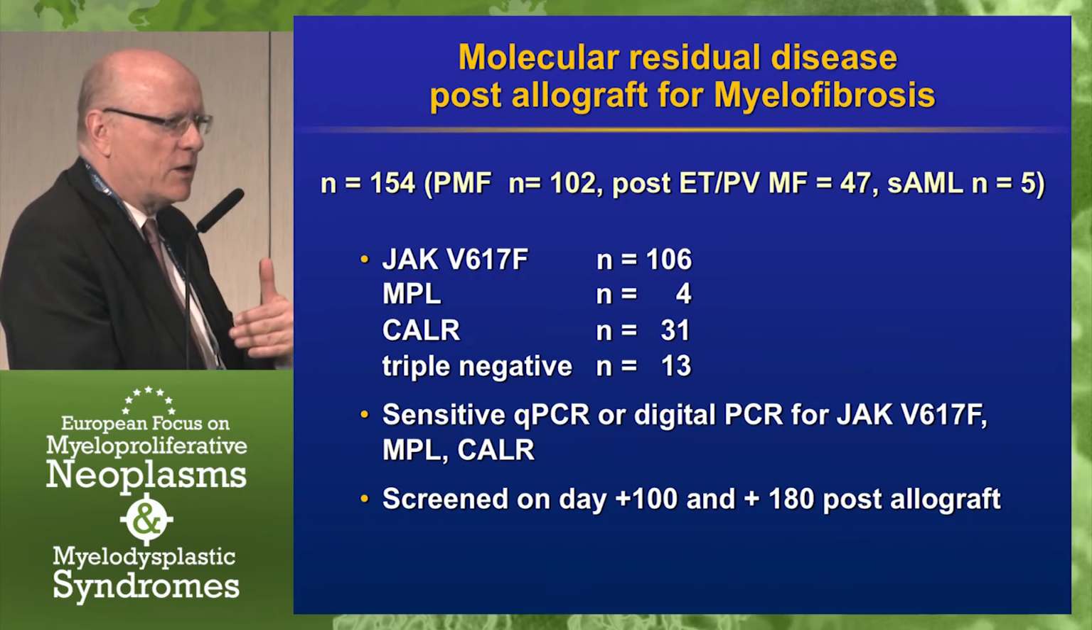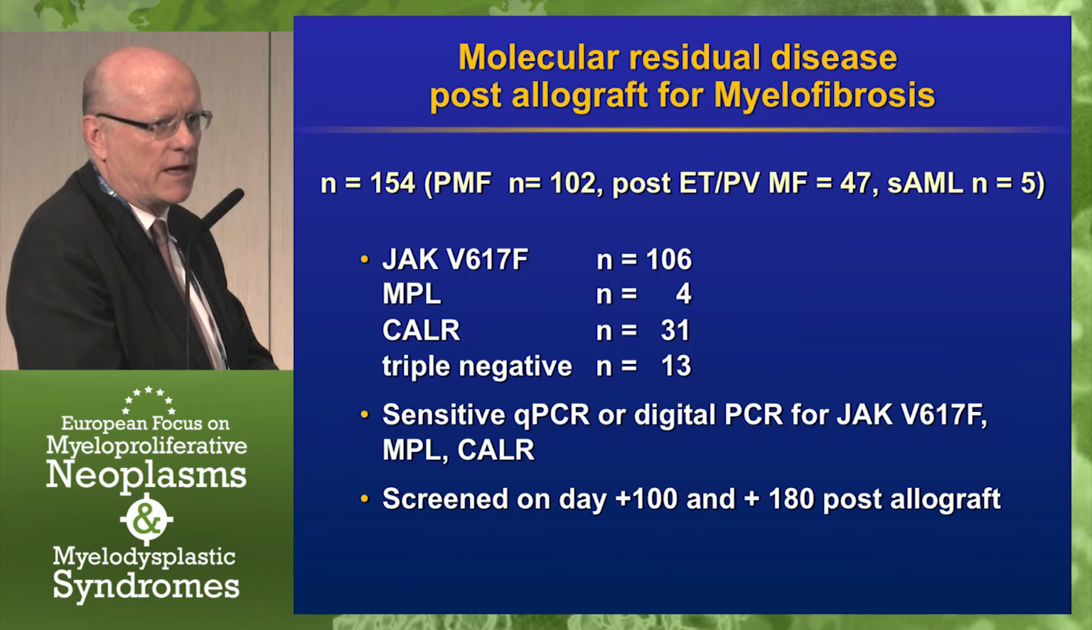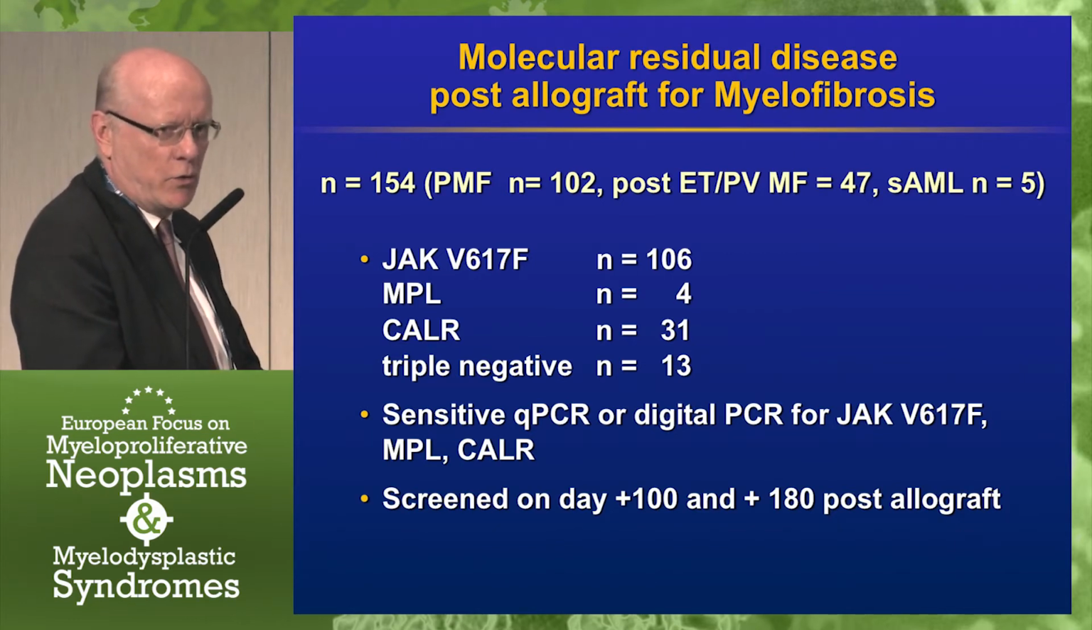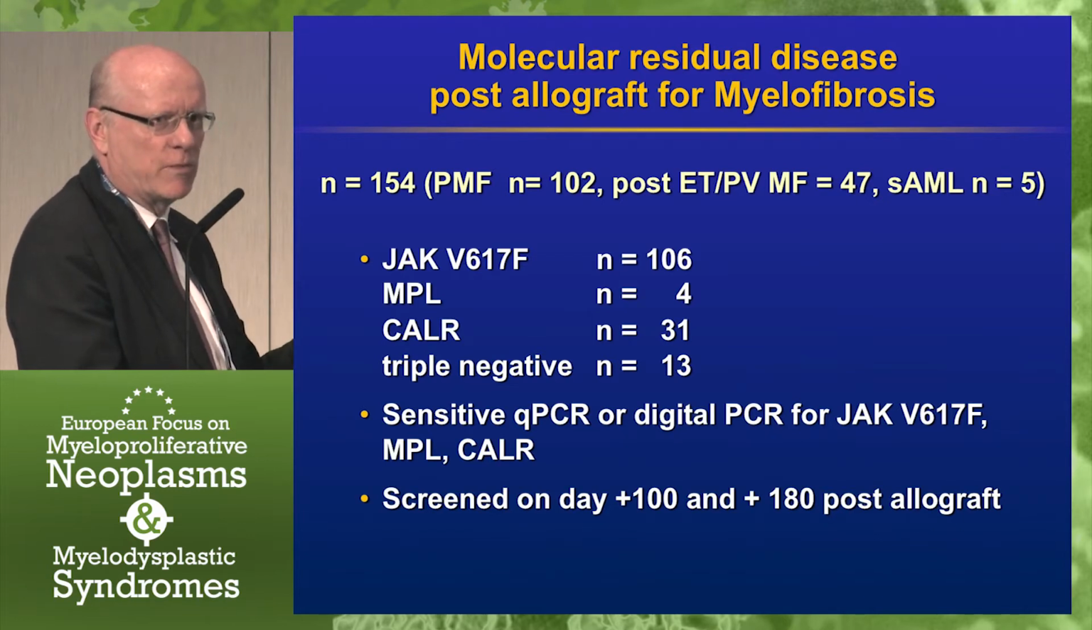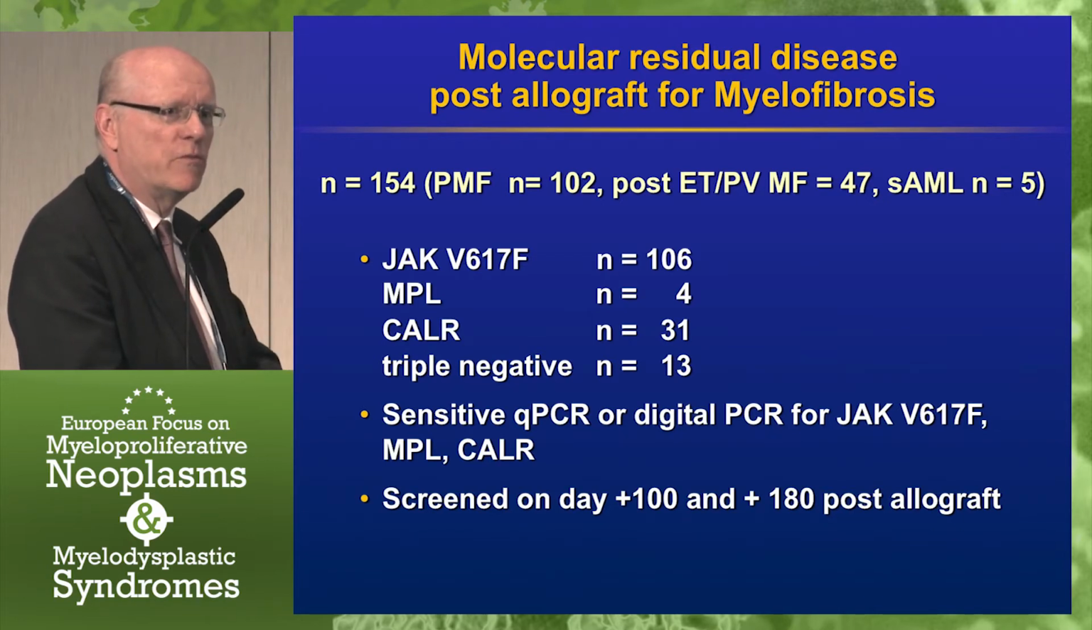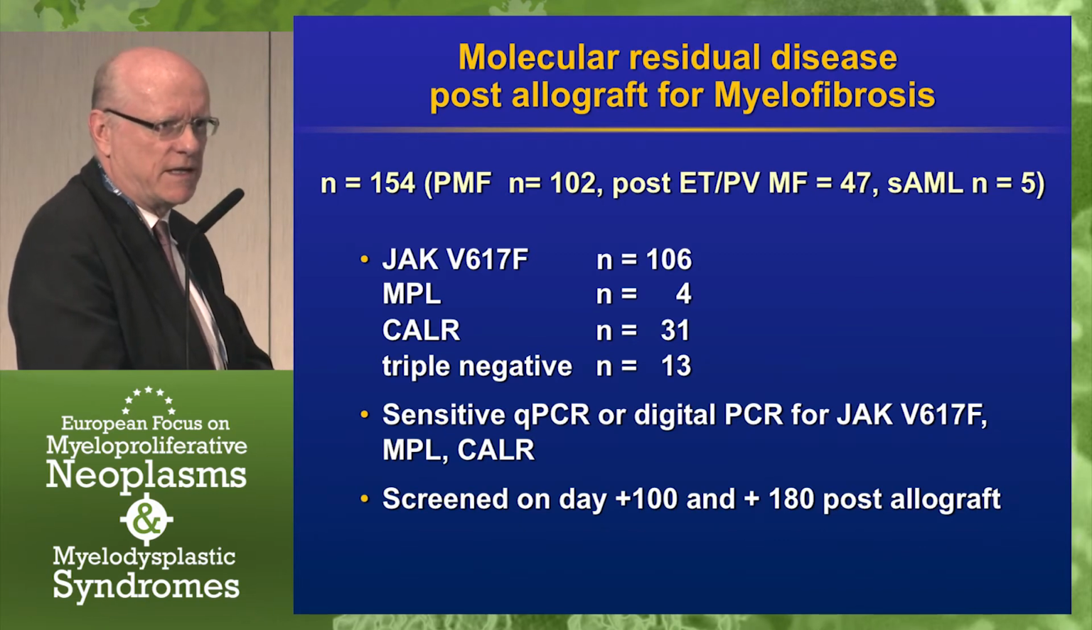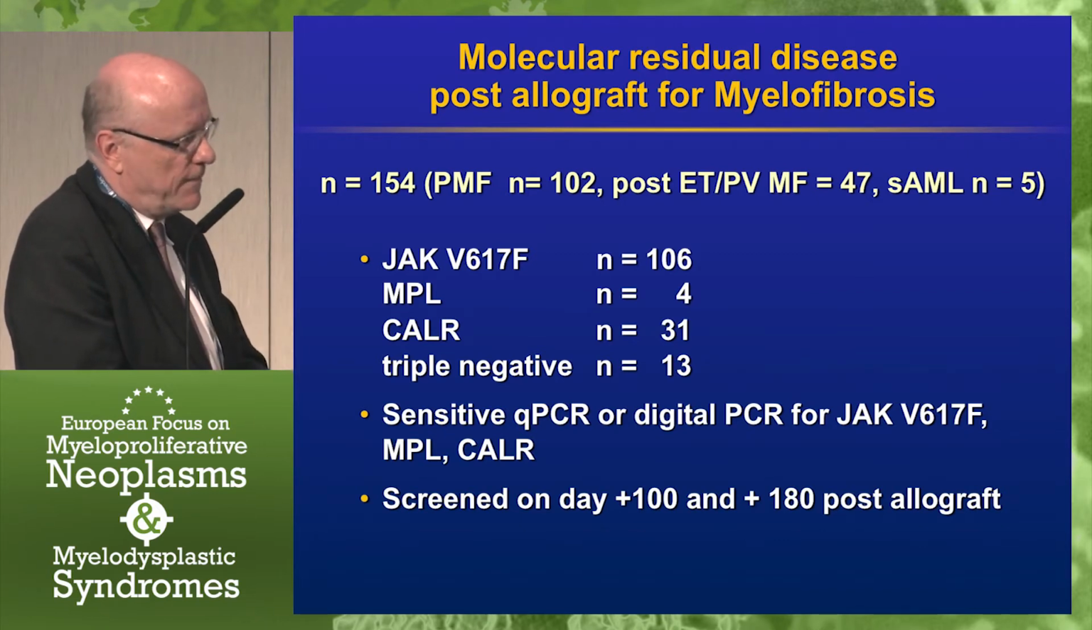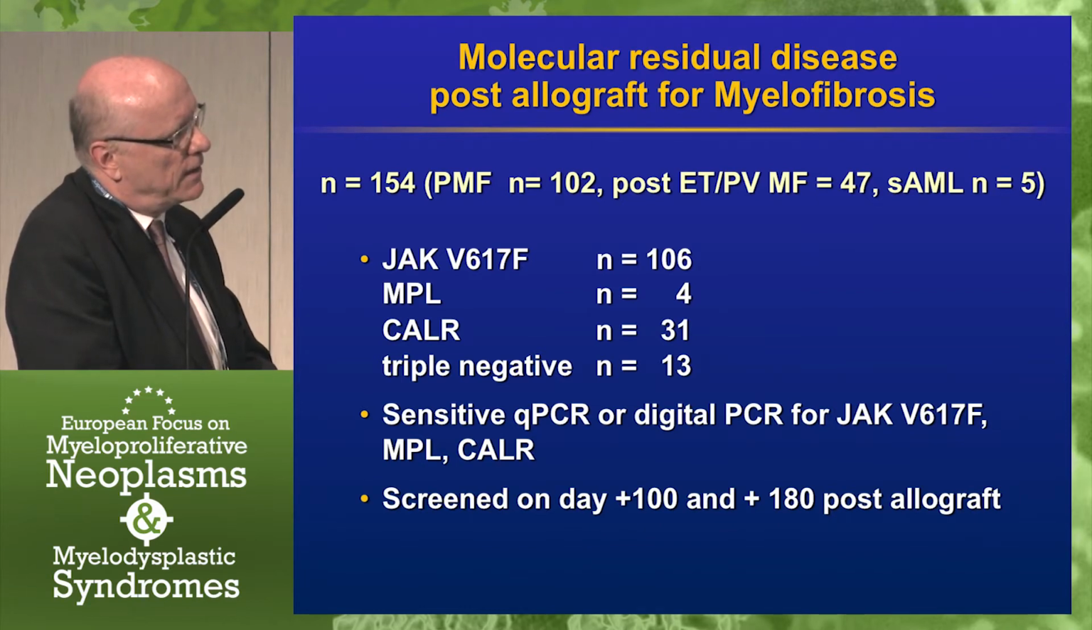So independently of this so-called prognostic factor of molecular marker, how can we use this molecular marker in the transplant setting? As you know from other transplant settings like acute myeloid leukemia or especially acute lymphoblastic leukemia, being in minimal residual disease status is a risk factor for relapse. So what we did, we looked in more than 150 patients who received the transplant for primary, post-ET, post-PV myelofibrosis, or some patients also transformed to secondary leukemia.